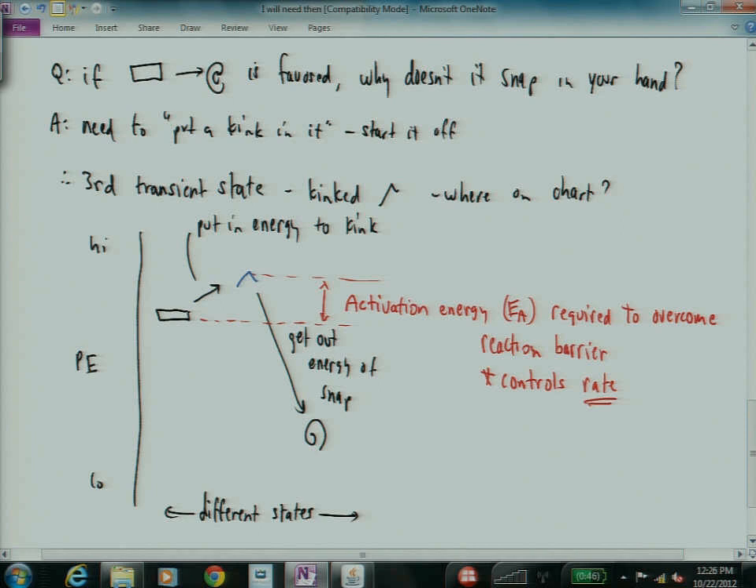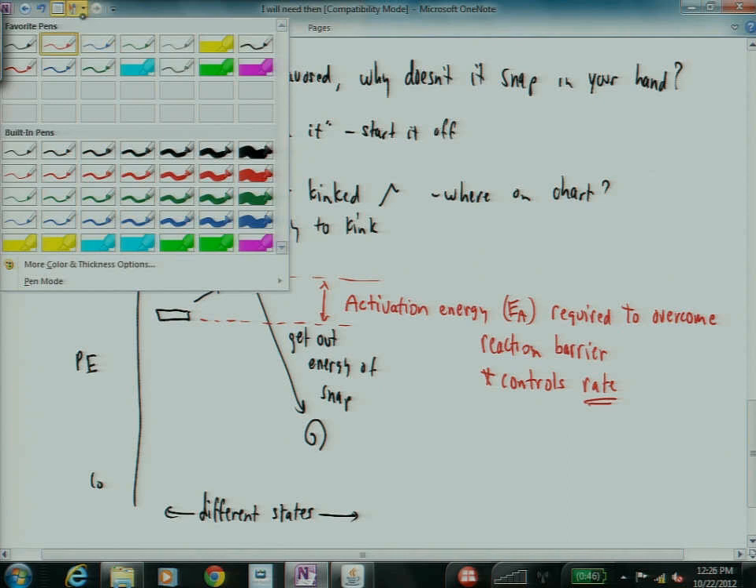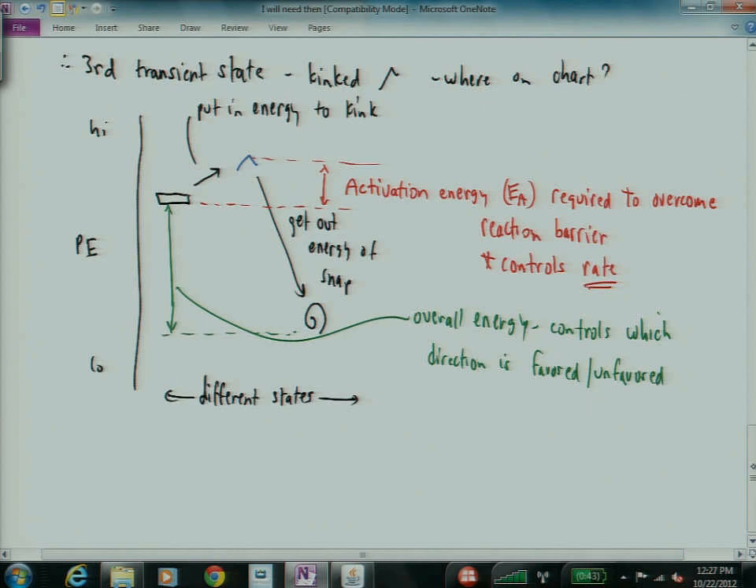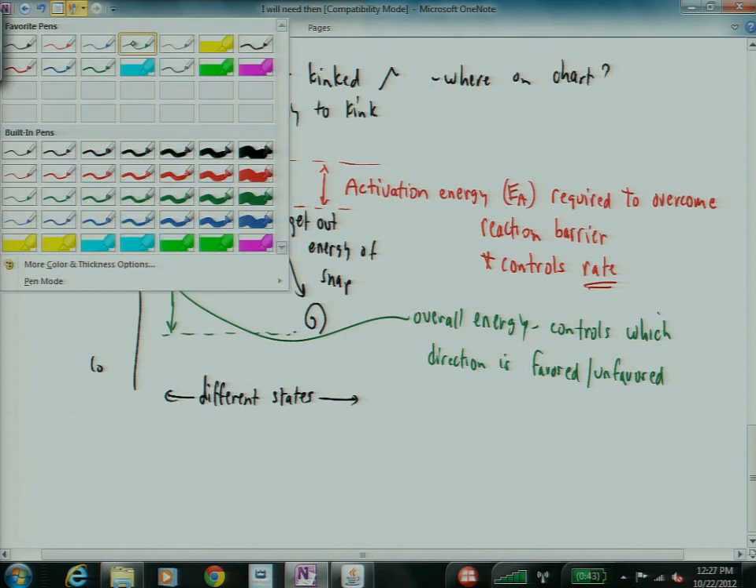Right? The other thing is, there's another energy up here. I guess I'll do that one in green. That energy from here to here, this is the overall energy. Okay? And this controls which direction is favored or unfavored. And that's another important thing for whether the reaction happens at all. So there's a bunch of important things I want to get from that.